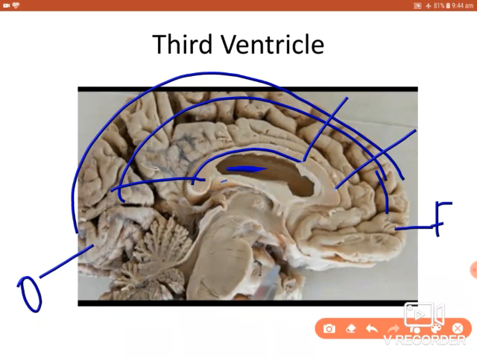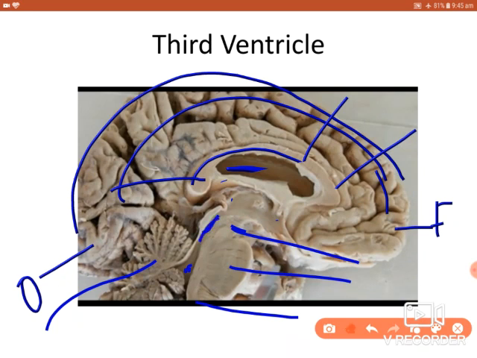Then in this area, this is the thalamus, and anteroinferior to that, this is the hypothalamus. So there is gray matter. Here this is the midbrain, pons, medulla. This is the cerebellar hemisphere. This cavity is the fourth ventricle. Here this is the cerebral aqueduct.